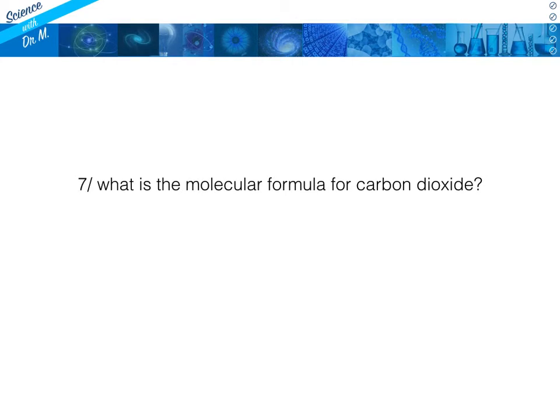What is the molecular formula for carbon dioxide? Carbon dioxide. CO2. What is the molecular formula for ammonia? Simple covalent molecule, ammonia, made using the Haber process. Ammonia. NH3.